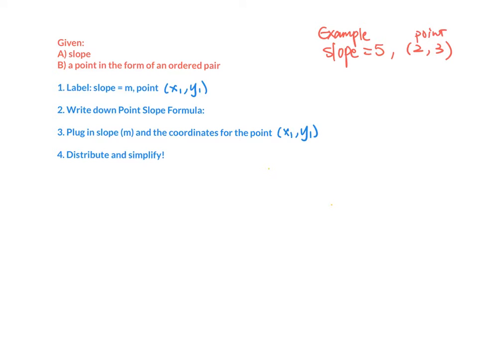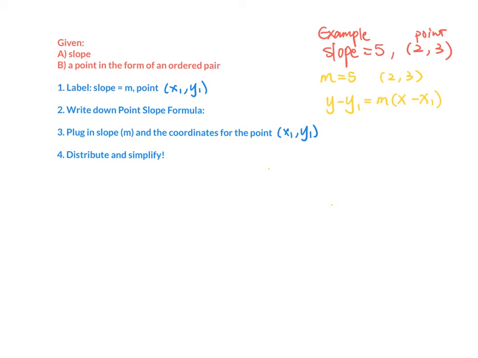And that's when I can use the point-slope formula to write my equation. And how do I do that? So I'm going to change my color to orange. We can go step by step. First, in this example, I'm going to label m equals 5. That's my slope. And then I simply copy down my coordinate (2, 3). Secondly, I'm going to write down my point-slope formula, and this you need to memorize by heart, which is y minus y1 equals m times x minus x1.